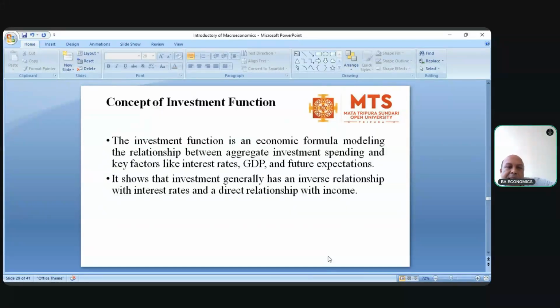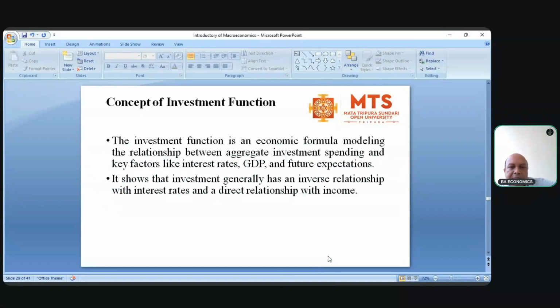So investment function, what is meant by this? Basically, the investment function is a mathematical functional form. We discuss various factors which affect investment. Investment is also affected by various factors, so I will discuss this in a functional form. It is known as an investment function.